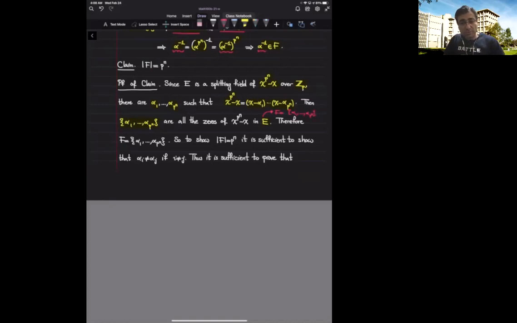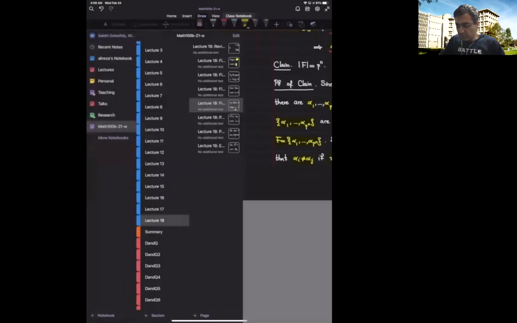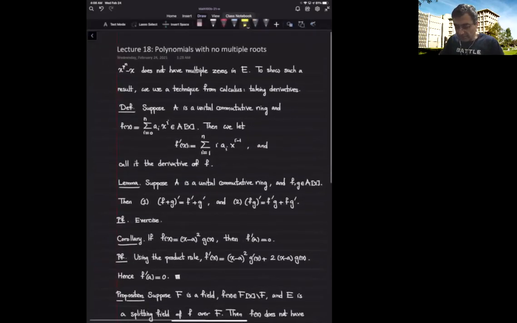This is actually what I wrote over here, I didn't need to write it again. So that means that F is precisely the set {alpha_1, ..., alpha_(p^n)}. So in order to show that the order of this finite field F is p^n, I need to show alpha_i's are distinct. Alternatively, it's the same as saying that the polynomial x^(p^n) - x does not have multiple zeros in the field E.